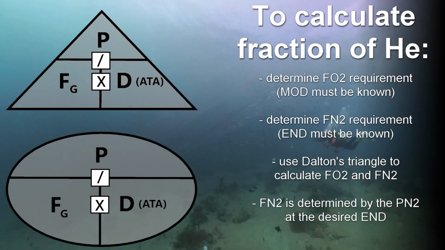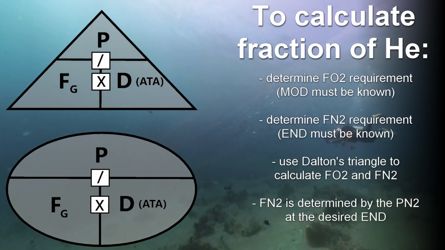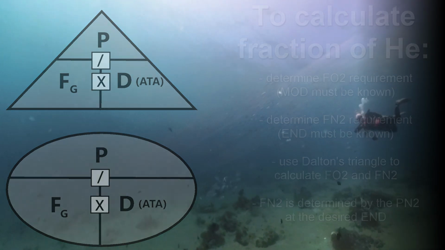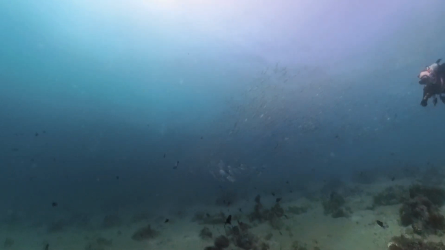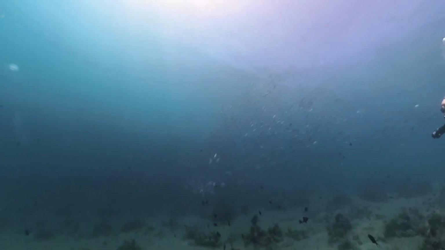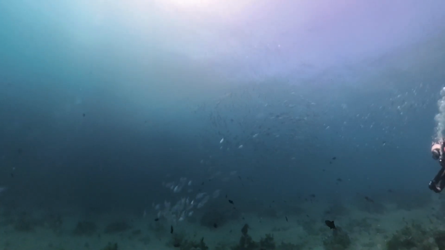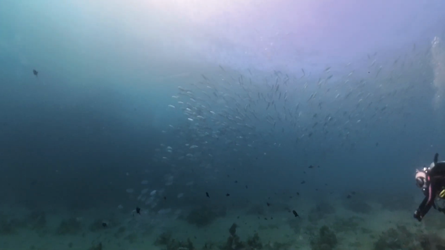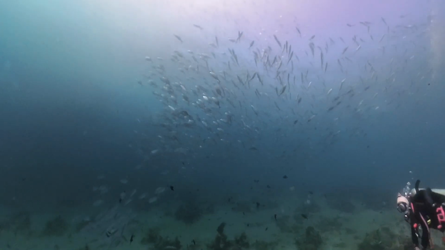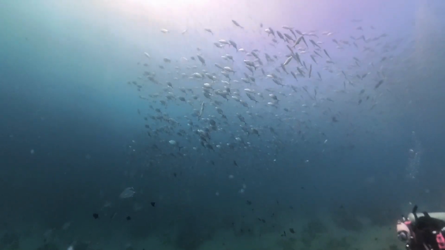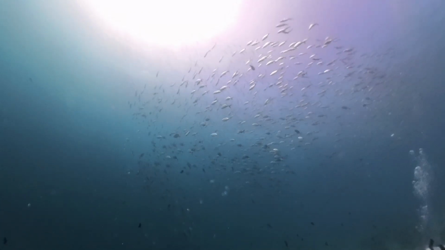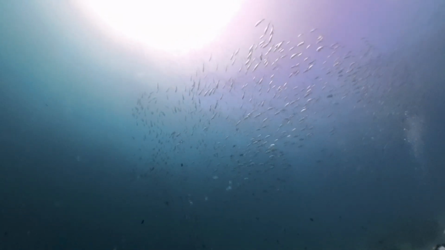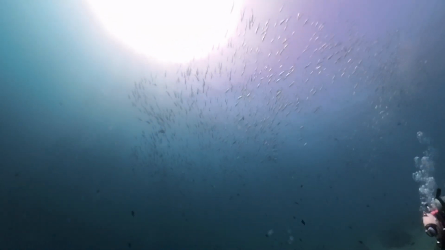We will apply the same formula to calculate the fraction of nitrogen, and this is determined by the equivalent narcotic depth, or END. Very briefly, END is the amount of narcosis you can expect to experience with your bottom gas at your planned MOD as if you were breathing air. Once both the fraction of O2 and fraction of nitrogen are determined, solving for helium will be pretty straightforward. We will get to this shortly, but before that, we need to discuss END a bit further.